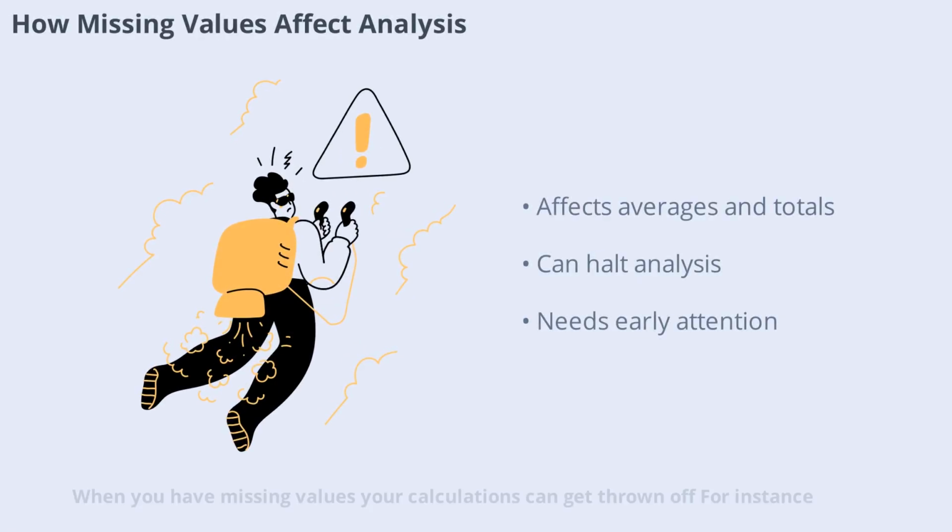When you have missing values, your calculations can get thrown off. For instance, if you're averaging test scores and some are missing, your average might not reflect the true performance. Some analysis tools will even refuse to run if there are blanks in your data. That's why it's important to decide how to handle missing values before you move forward with your analysis.